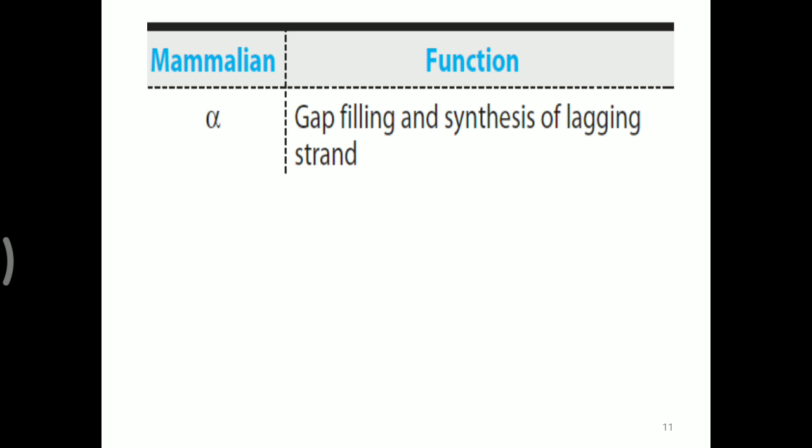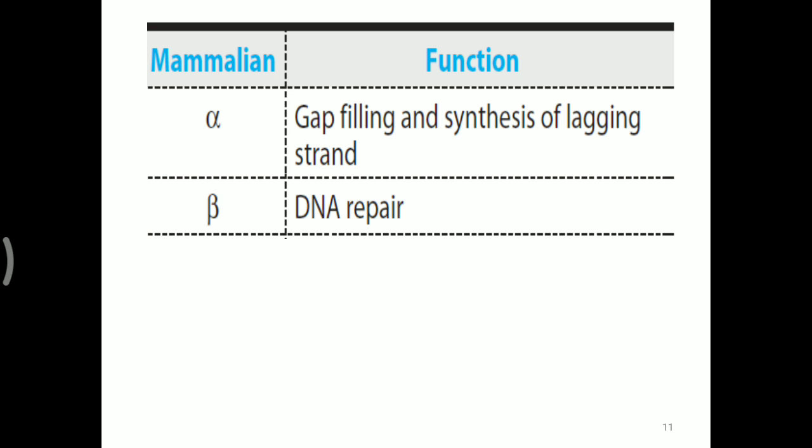Inside our body, for mammalian replication, you have to remember a total of 5 important DNA polymerases: alpha, beta, gamma, delta and epsilon. The first one, alpha, is utilized for gap filling and synthesis of the lagging strand. When two strands are replicating, one strand replicates as the lagging strand and the other as the leading strand. The lagging strand is formed with the help of DNA polymerase alpha. DNA polymerase beta is utilized for the DNA repair mechanism.